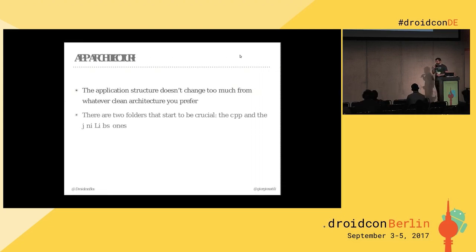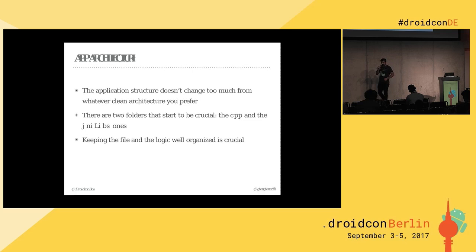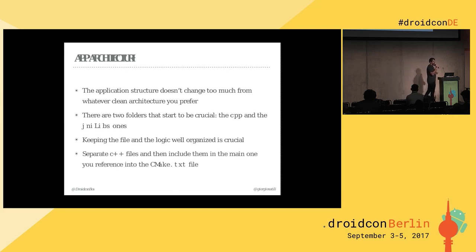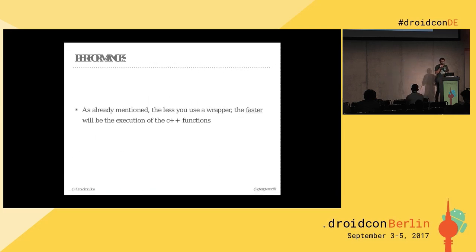The architecture of an Android app that wants to use OpenCV stays almost the same. The only thing you have to be careful about is the JNI libs and the JNI folder. These have to be very well organized, because C++ is not like Java and neither like Kotlin, so you will get immediately a mess in your namespace.